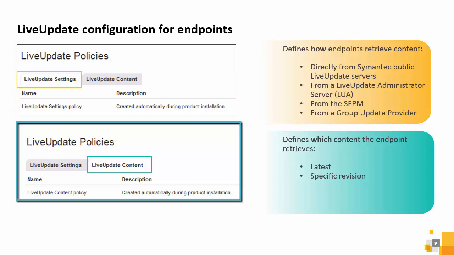Typically, the Live Update content policy is used when you must delay an update because of a false positive impacting your productivity. Usually the delay is only for a short period of time while waiting for a new set of definitions to arrive to resolve the issue.